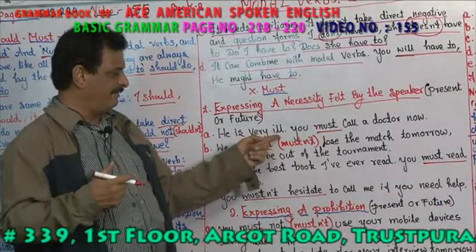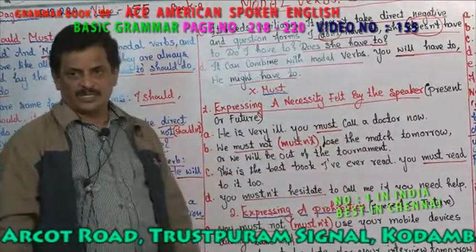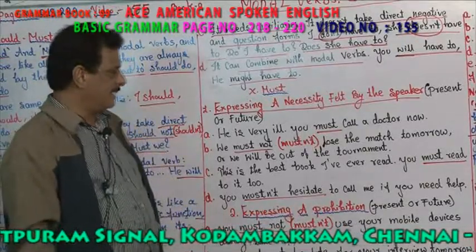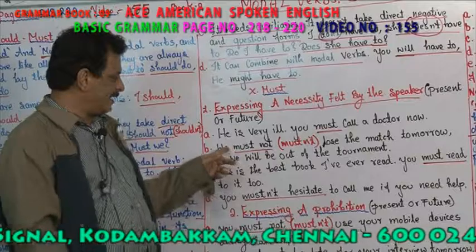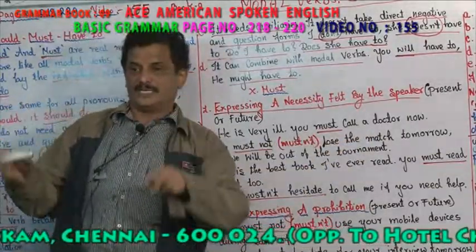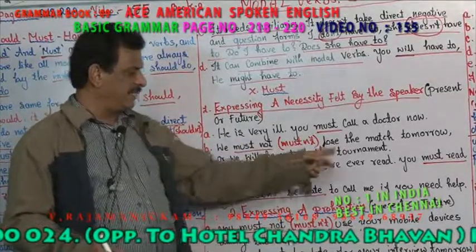See, he is very ill now. You must call a doctor now. Presently, the speaker says it is a necessity that the doctor should come and take care of him. We must not lose the match tomorrow. In future, we must not. Necessity by the speaker, so you are using must, or we will be out of the tournament.